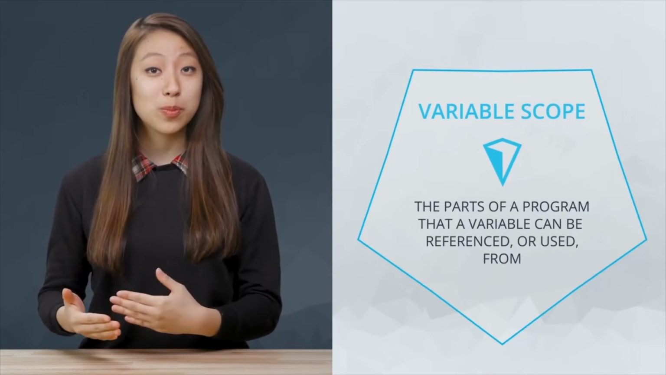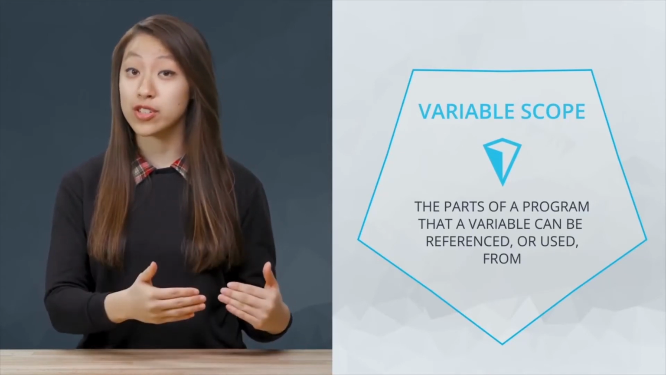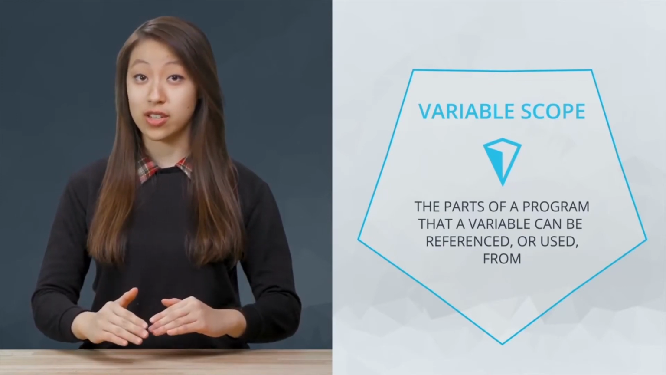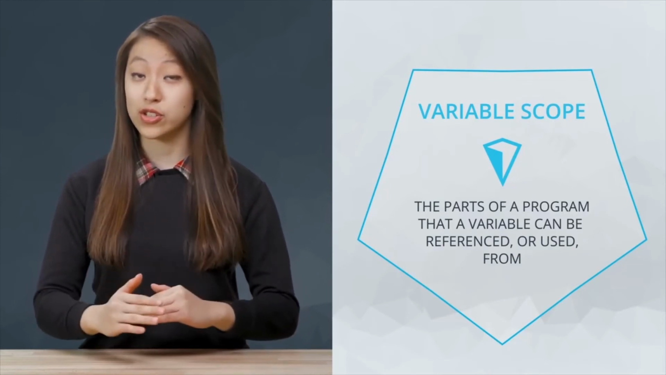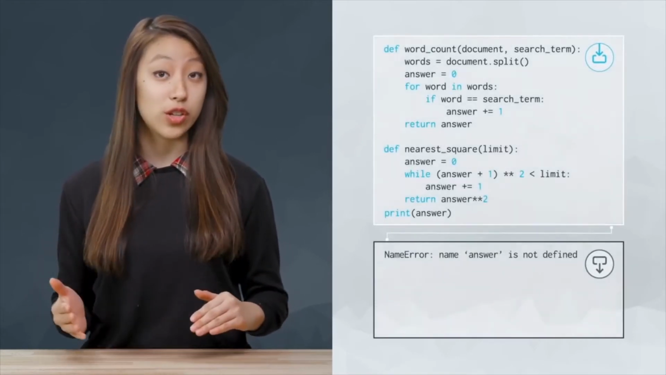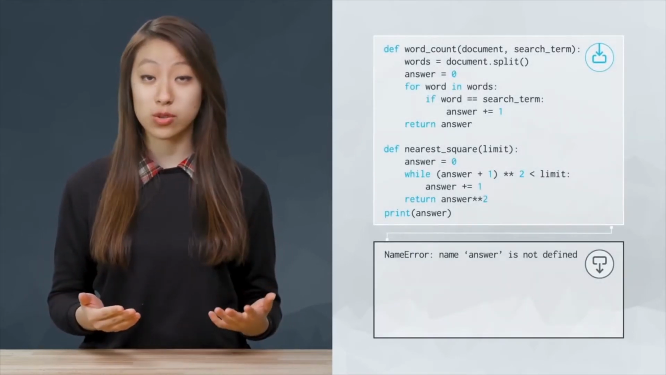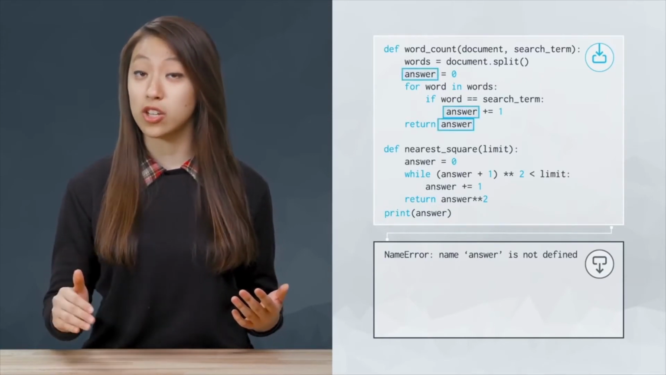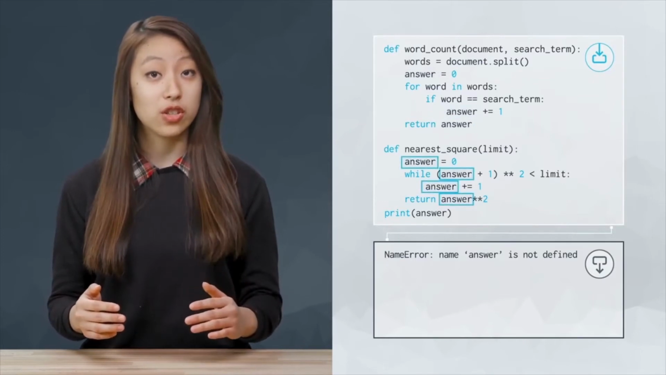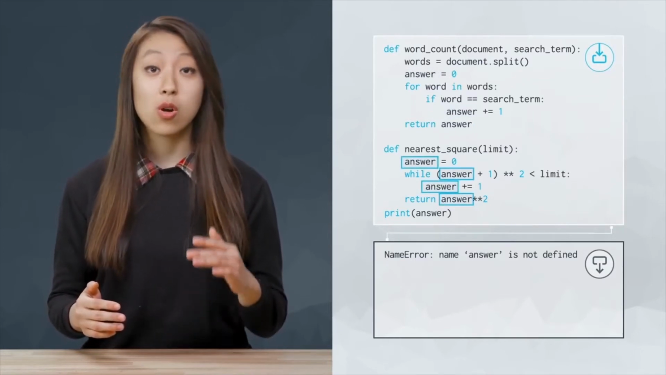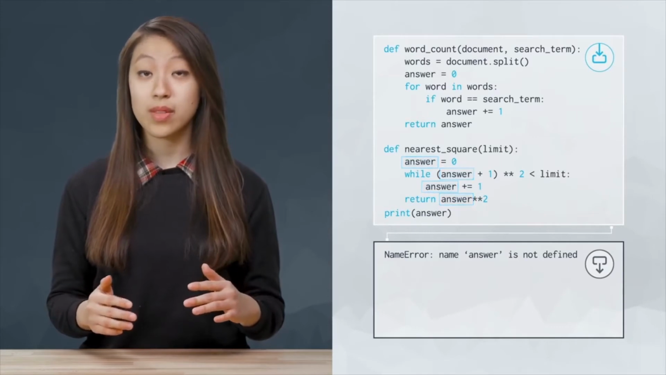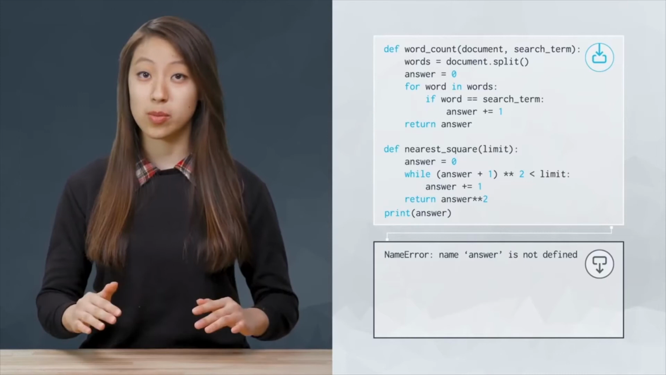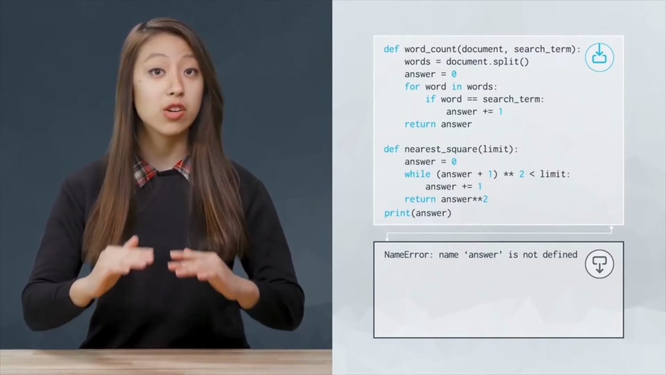Scope refers to which parts of a program a variable can be referenced or used from. If a variable is created inside a function, it can only be used within that function. Consider these two functions, word count and nearest square. The first function uses answer to count words in a document. The second function uses answer to track values while searching for the nearest square. Both functions include this answer variable, but they are distinct variables that can only be referenced within their respective functions.